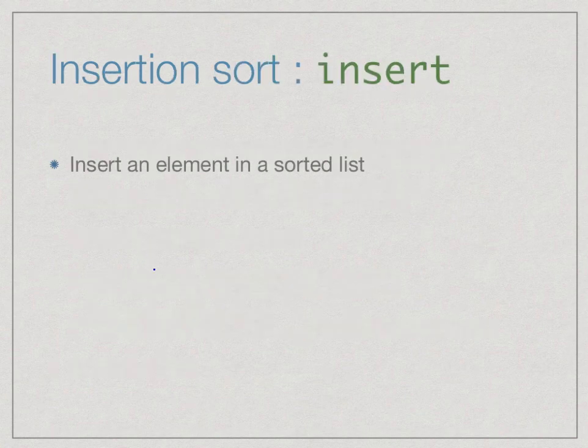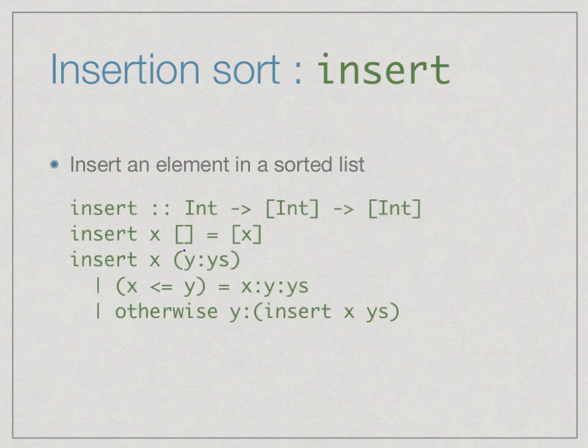So to describe insertion sort in Haskell, the first function we need to write is the function insert, which puts an element into a sorted list. Concretely, let us assume we are sorting integers. So insert takes an integer and a sorted list, implicitly of integers, and produces a new sorted list with the element we just added put in the correct place.